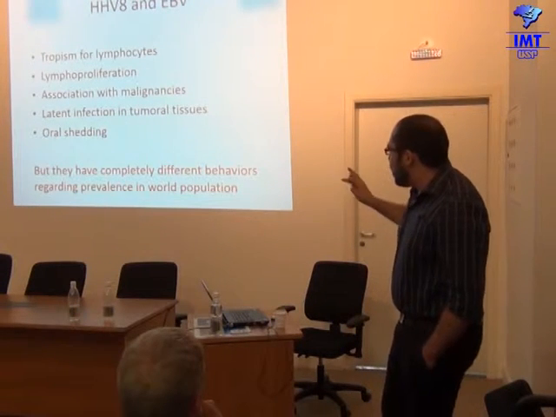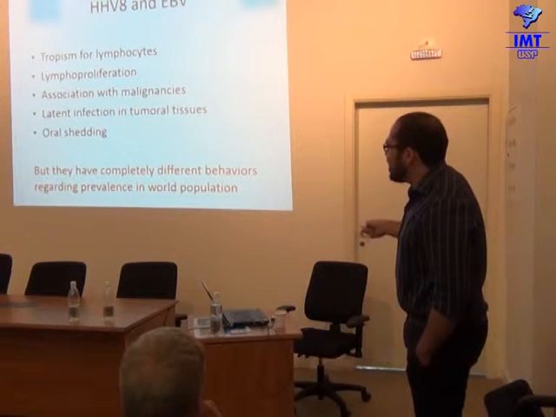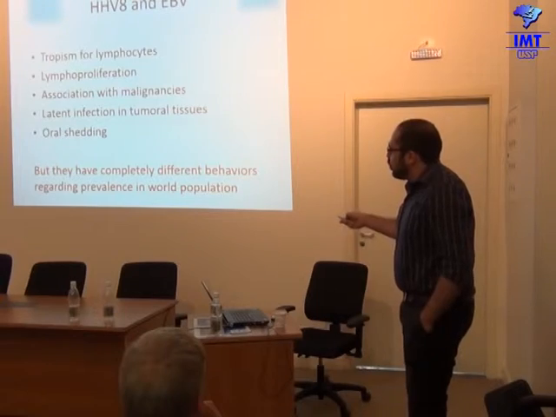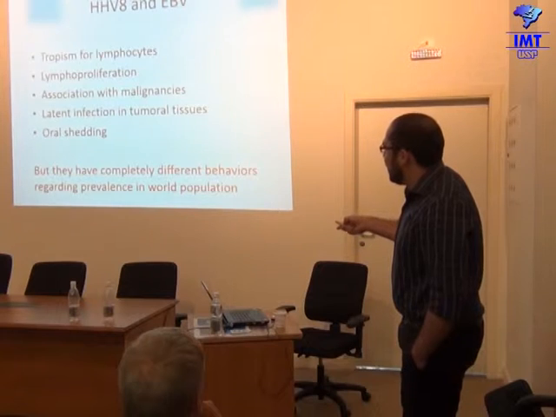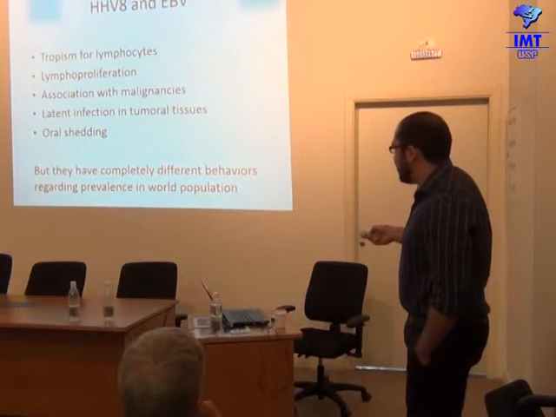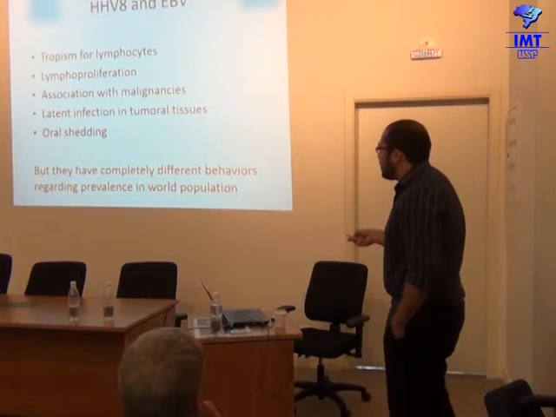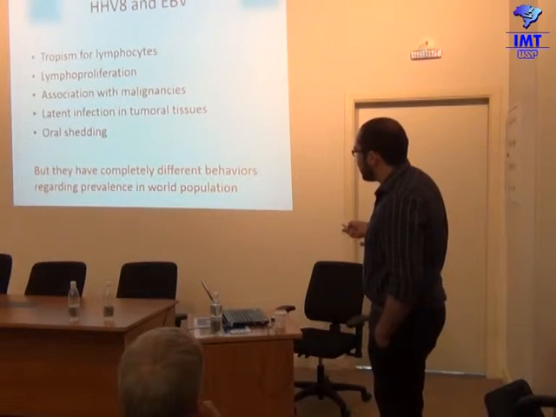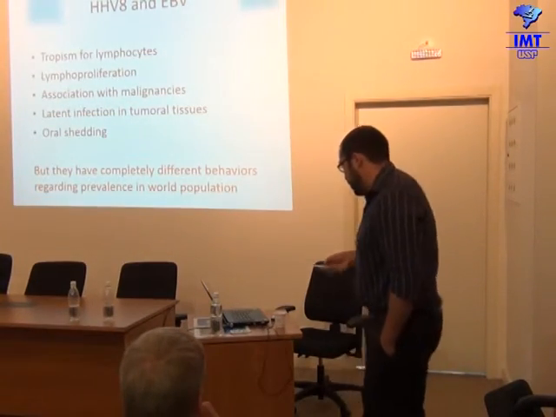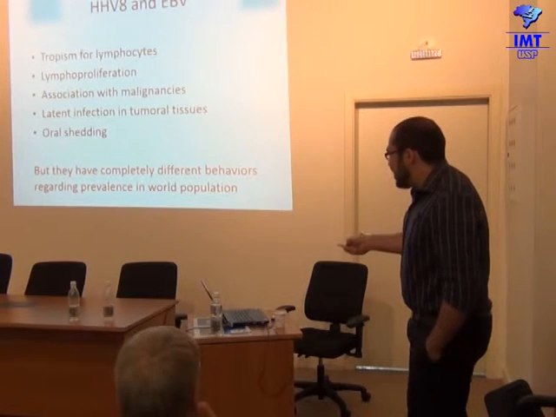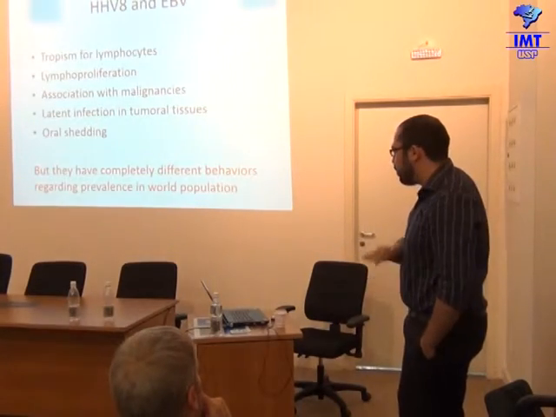HHV8 and EBV have some similarities, for example, tropism for lymphocytes. They could lead to lymphoproliferation and are associated with malignancies, especially lymphocyte malignancies. We can find latent infection in tumoral tissues and a possible oral shedding as in other herpes viruses. But at the same time, they have completely different behaviors regarding prevalence in the world population.